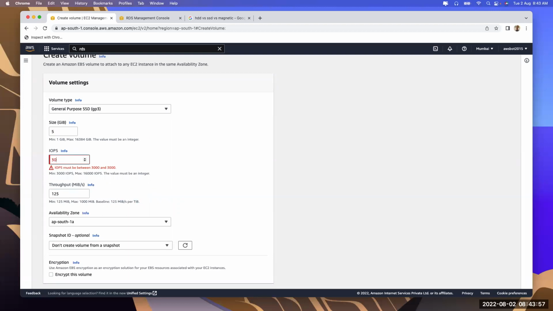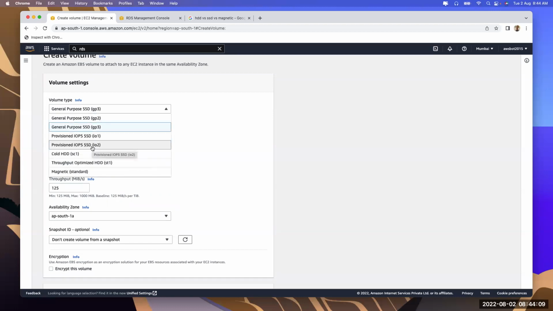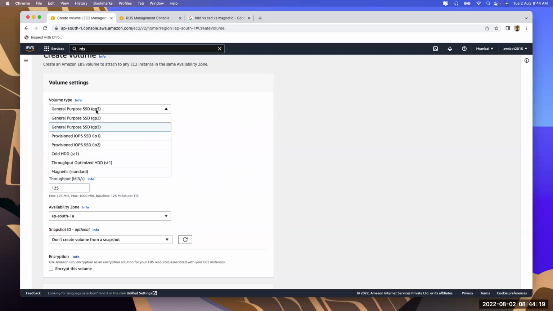And let's make it 3000. Basically, the ratio is 1 is to 60. It is so blazingly fast. Better than IO2 in case of provisioned IOPS, better than throughput optimized hard disk for the throughput. It is better than both of them actually. Better than my SSDs also, better than my HDD also.